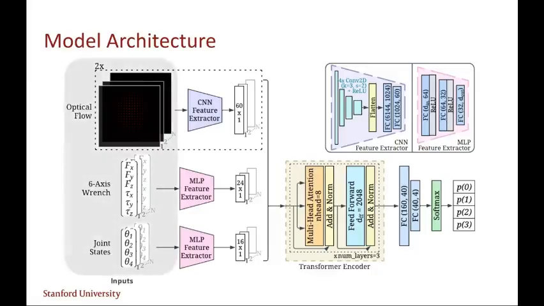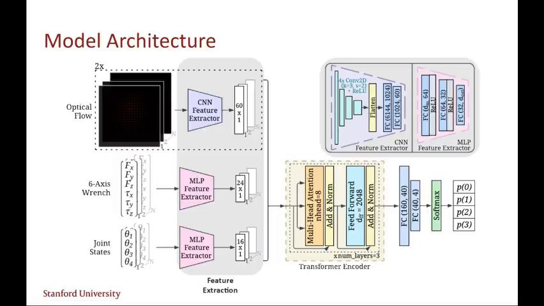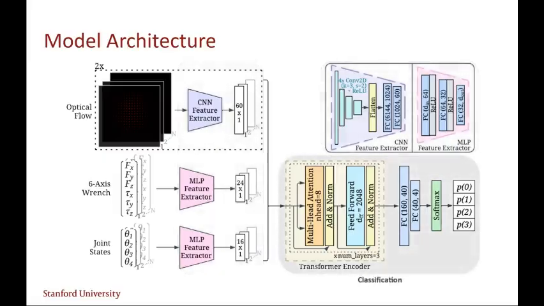As mentioned, the model takes the optical flow, 6-axis wrench, and joint state data sequences as inputs. Each input goes through a feature extractor to capture notable patterns that differentiate between classes. All extracted features are then concatenated and fed into a transformer encoder, which uses attention mechanisms to understand feature time dependence in the data.